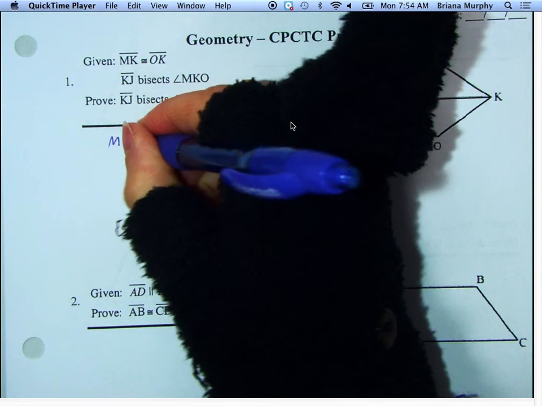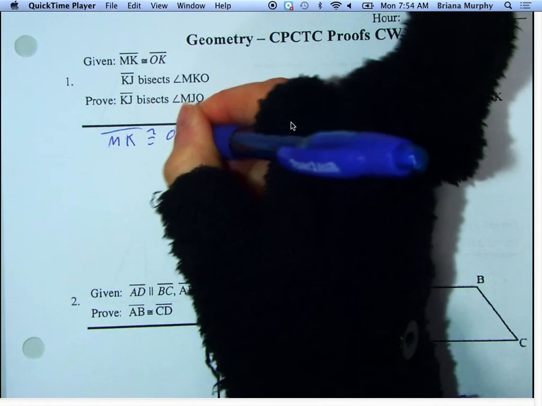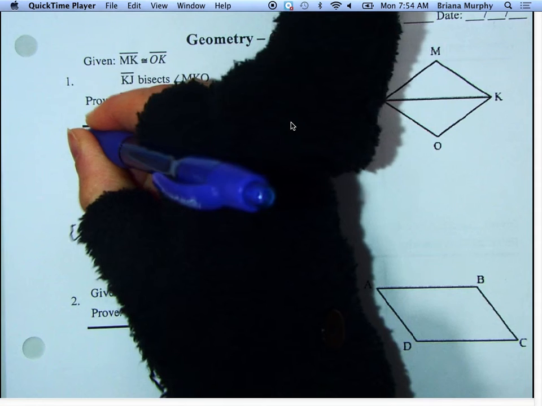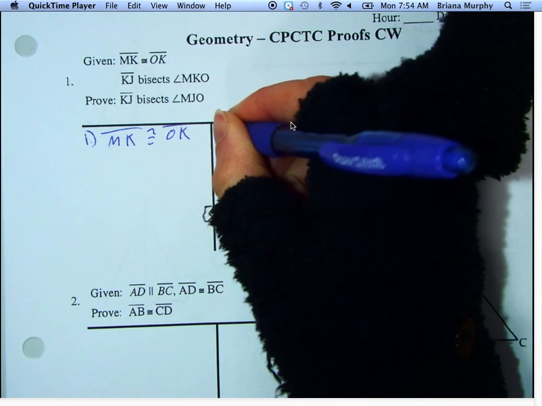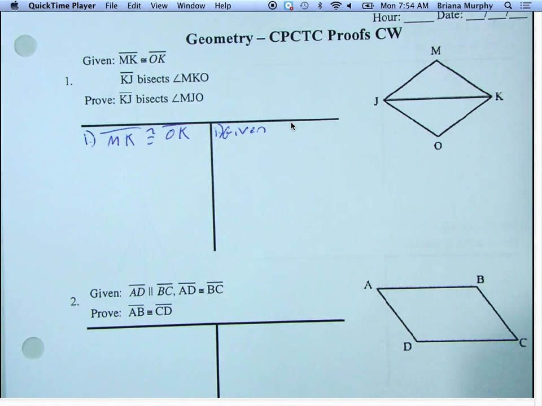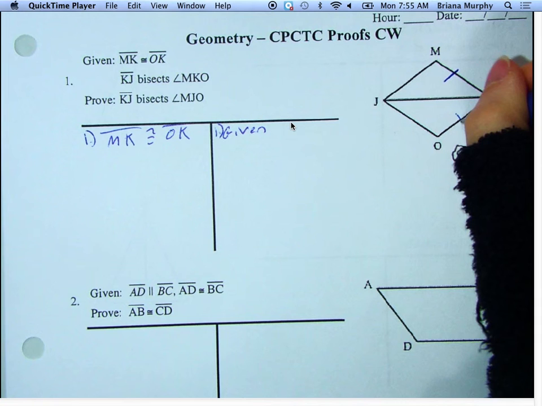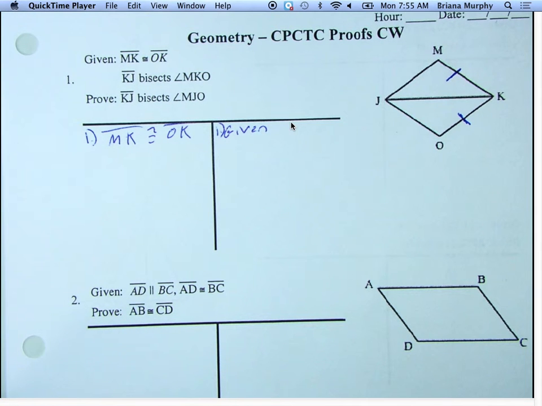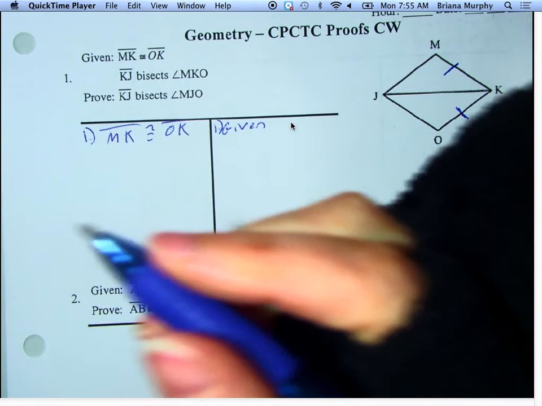So we've got MK is congruent to OK, and that's given. And I'm going to label them 1, 2, and 3 because my handwriting gets a little messy, so you can see which goes with which, okay? MK goes with OK. All right. Is there anything else I can prove with that? If it is congruent, I move on to the next given. If it's not, I have to put something after it, okay?